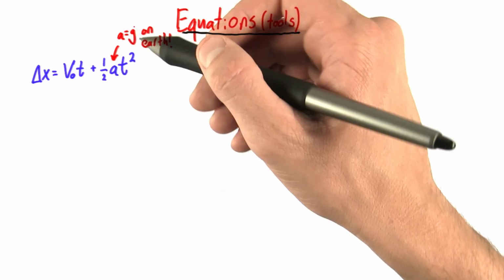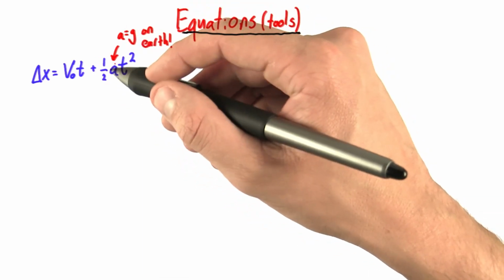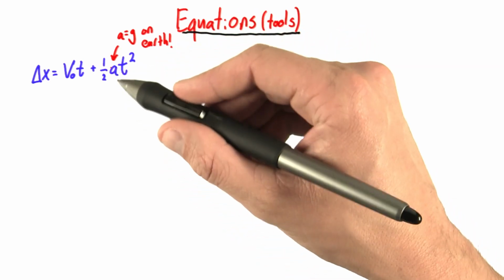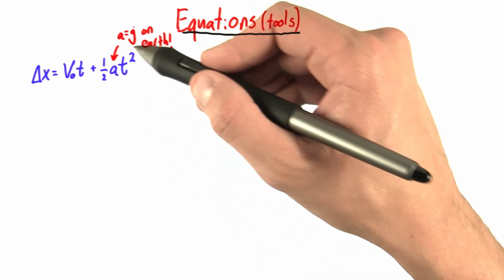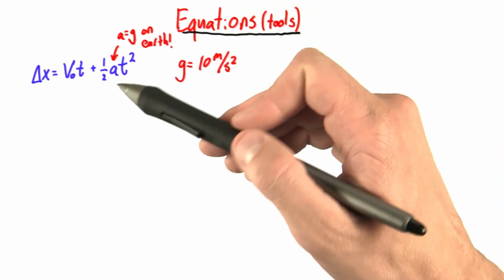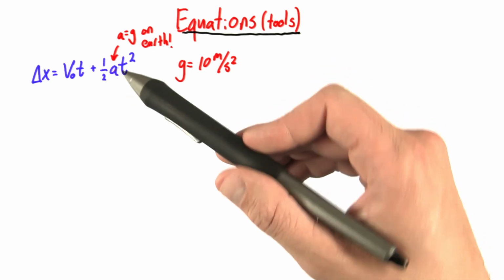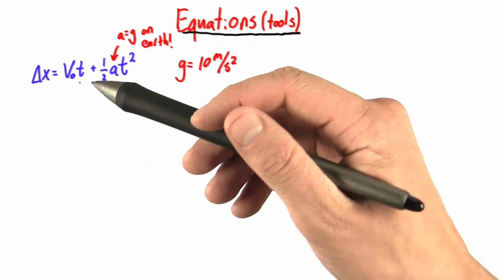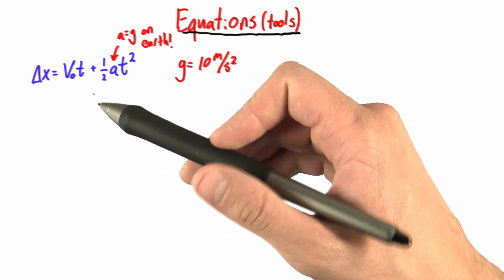I wrote a here instead of g because, well, a is more general, and in physics we like general equations. This is the acceleration of your object, which on Earth, in free fall, does happen to be this number g, which is 10 meters per second squared. On the moon, though, this number is actually significantly smaller. So this is one of the important kinematic equations. It's one of the equations that really describes how objects move.